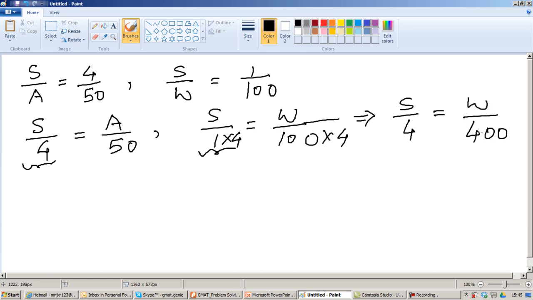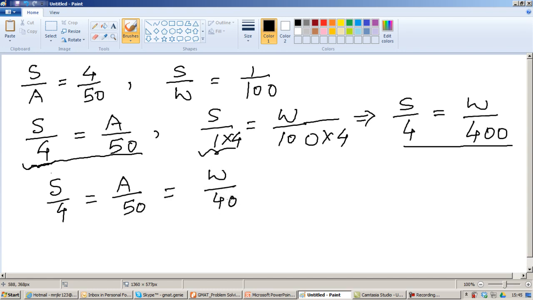This is very important to understand, that we are trying to combine two ratios into one ratio expression, that is ratio 1 to ratio 2 to ratio 3. Now if you look here, the left side, S upon 4, is common to both these expressions. So we can now equate them. If you equate them, it becomes S upon 4 equals A by 50 equals W by 400, right?